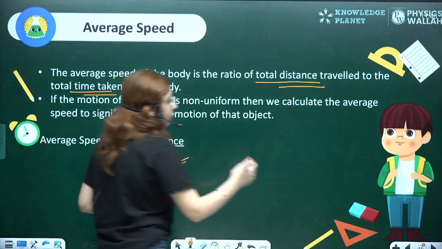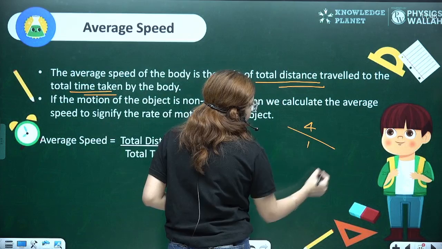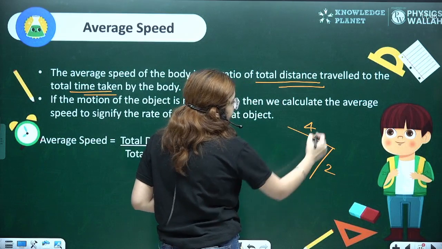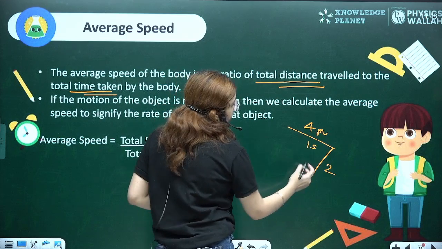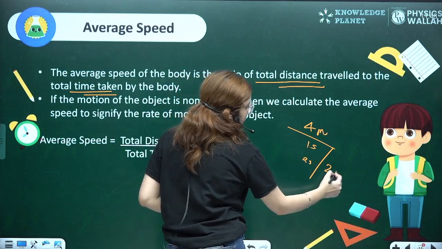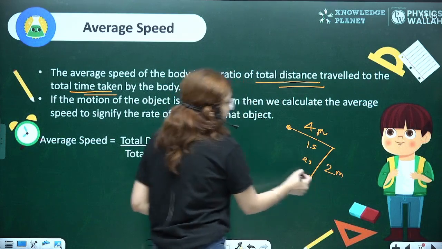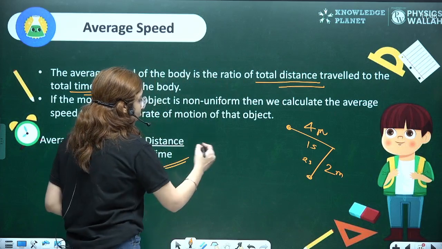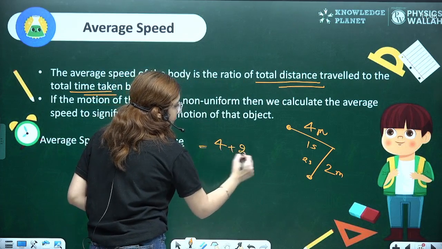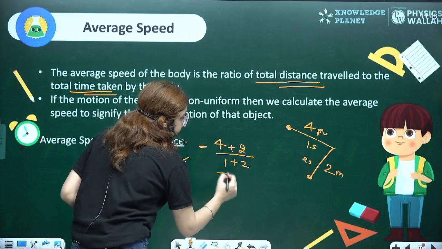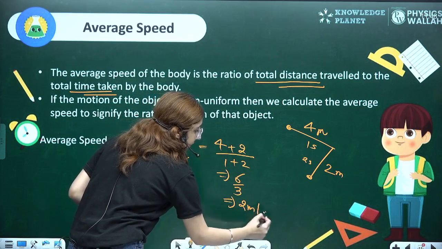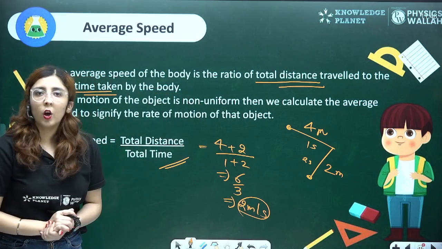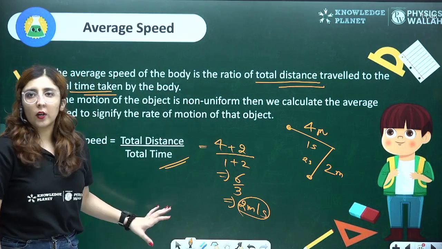So, if the distance travelled is 4 meter in 2 seconds, and they are talking about the average speed, what are you going to do? Total distance by total time. Average speed will be 2 meter per second. Total distance by total time.